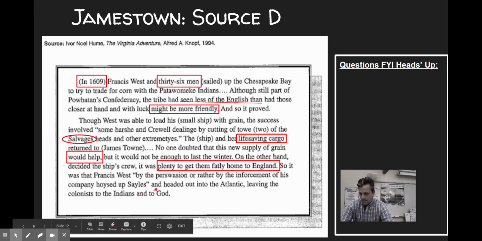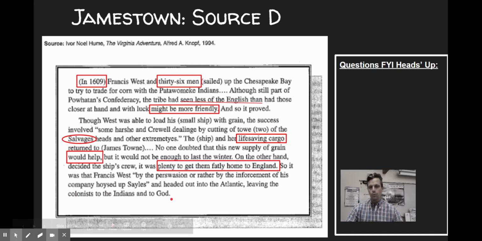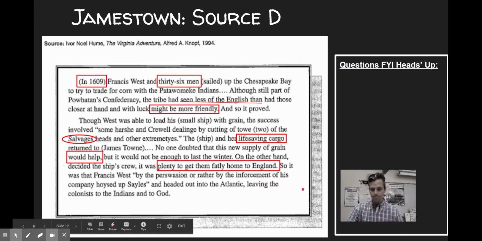But he's going to leave. He and everyone else are going to head out into the Atlantic and leave the colonists, all their friends that are barely hanging on to life. They're going to leave them to the Indians and to God. That is one of the most morbid ways I've ever heard of leaving someone.